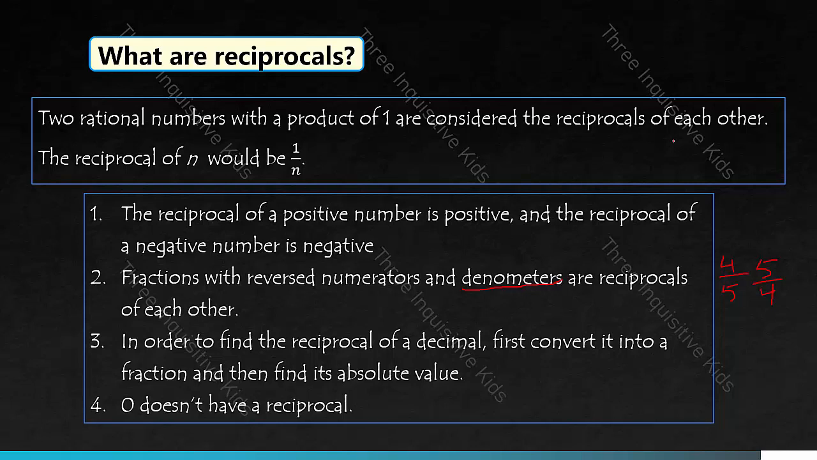In order to find the reciprocal of a decimal, first convert it into a fraction and then find its reciprocal. So let's say that over here you have 0.8. And you know that that is 4/5 in fraction form. And so it's much easier to find the reciprocal of a fraction than it is to find the reciprocal of a decimal. Because in fraction form, all you have to do is flip it upside down. And 0 doesn't have a reciprocal, because any number times 0 would equal 0. It wouldn't equal 1 at all.